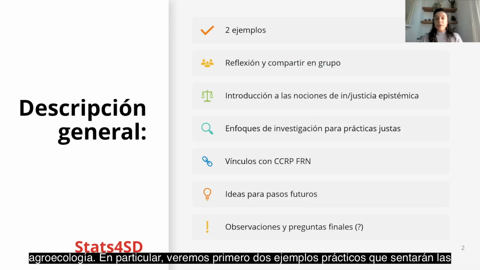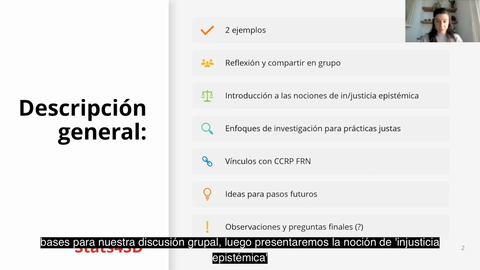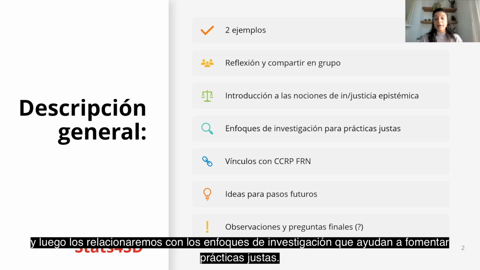In particular, we will look firstly at two practical examples which will set the background for our group discussion. Then we will introduce the notions of epistemic injustice and then relate those to the research approaches that help foster just practices.